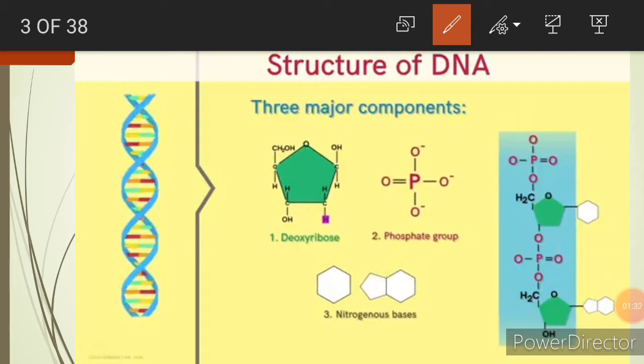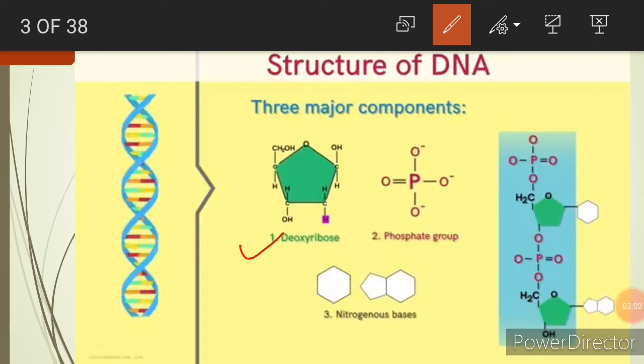First is a pentose sugar molecule called deoxyribose. How is this obtained? It is obtained by removing one oxygen atom from a ribose molecule. If one oxygen atom is removed from ribose, it forms deoxyribose. Thus the name deoxyribonucleic acid.